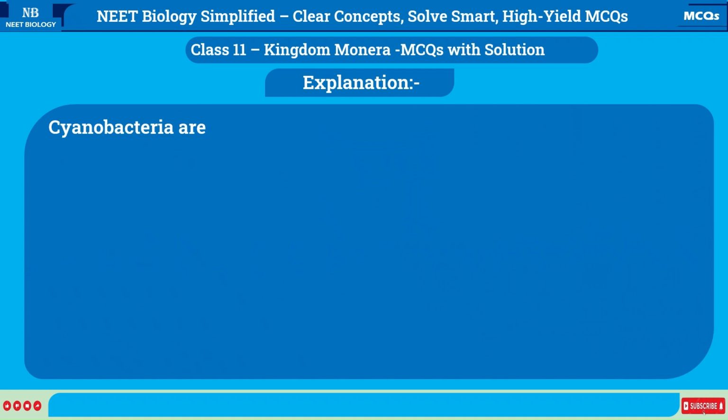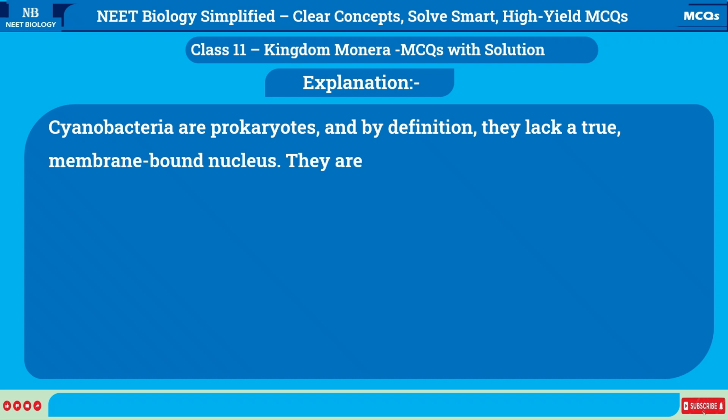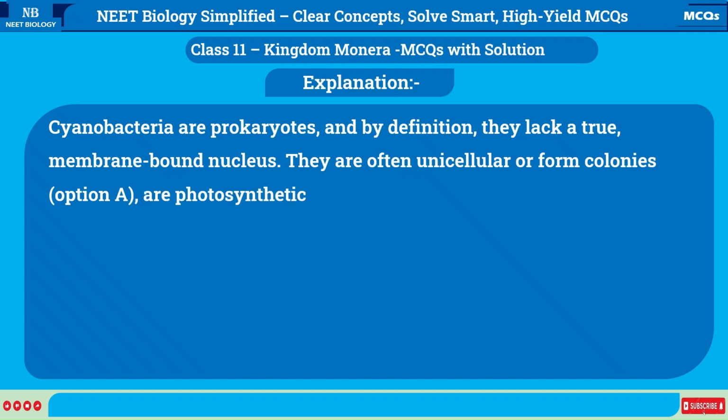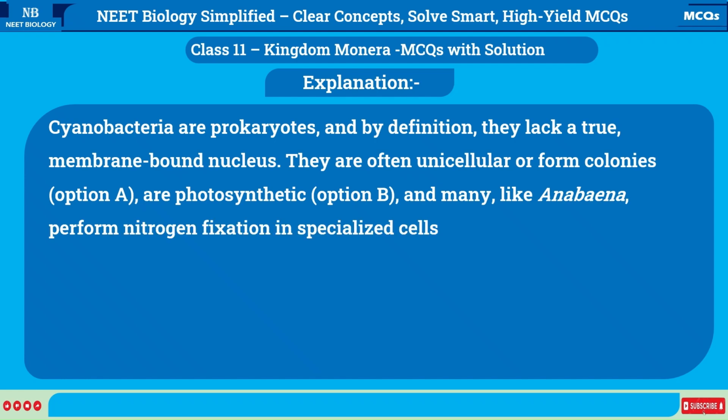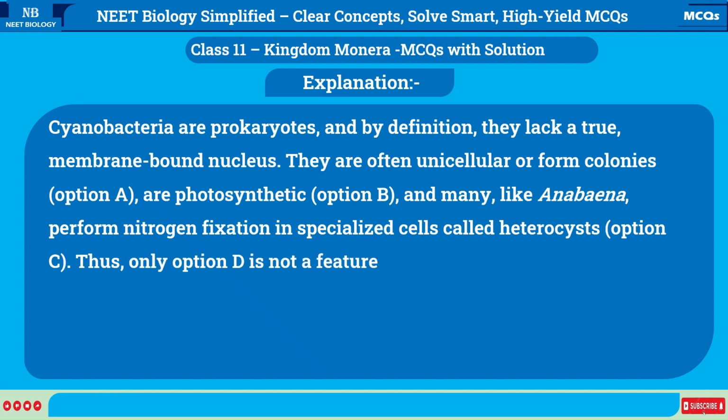Explanation: Cyanobacteria are prokaryotes, and by definition, they lack a true, membrane-bound nucleus. They are often unicellular or form colonies, option A, are photosynthetic, option B, and many, like Anabaena, perform nitrogen fixation in specialized cells called heterocysts, option C. Thus, only option D is not a feature of cyanobacteria.